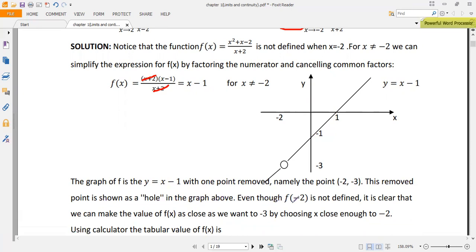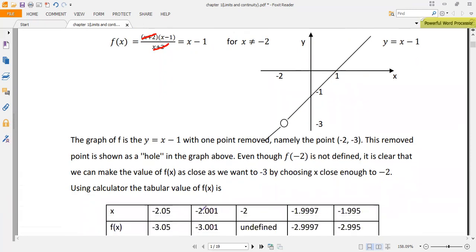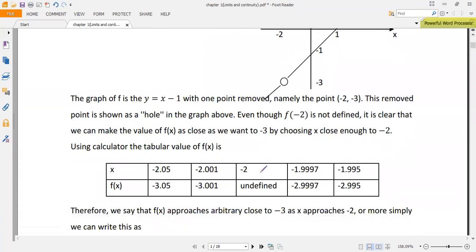So even though f(minus 2) is not defined, it's clear that we can make values of f(x) close to minus 3 by choosing x close enough to minus 2. So using the table, we can find the values of the function as x approaches from the right side and as x approaches from the left side.